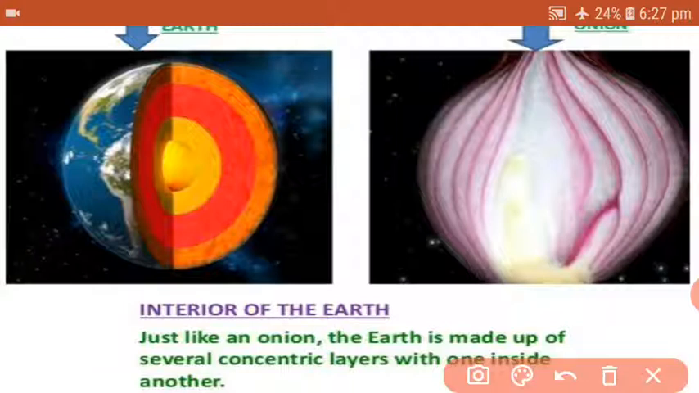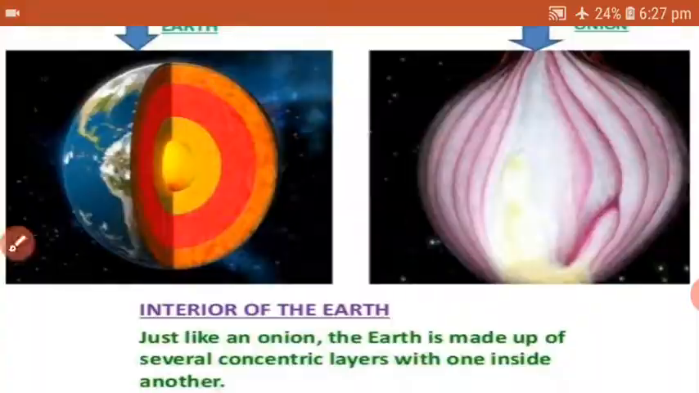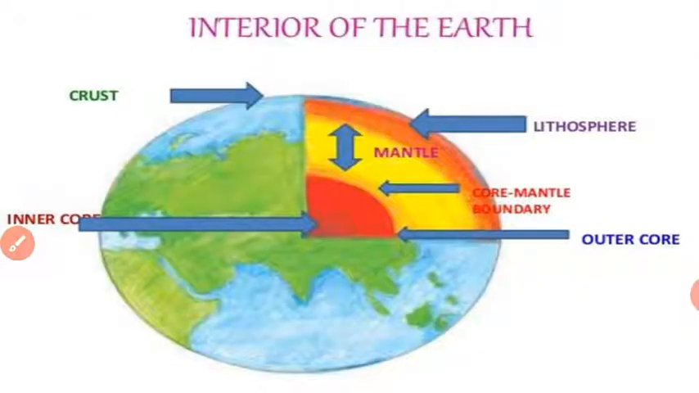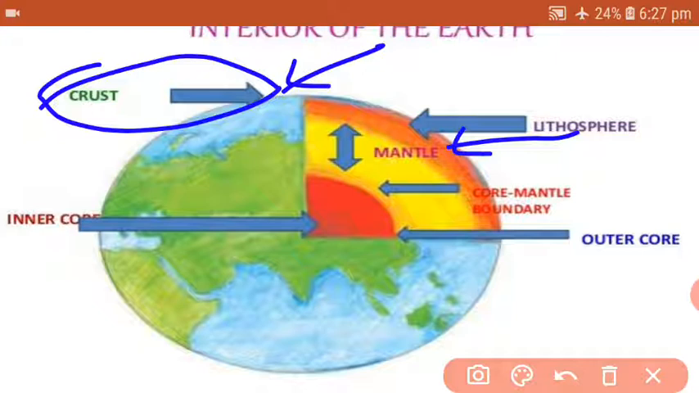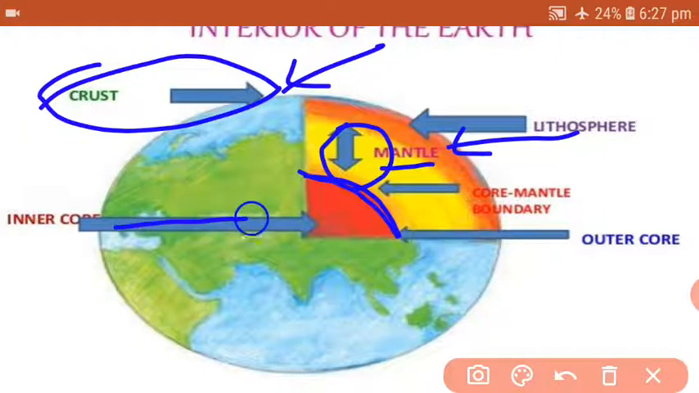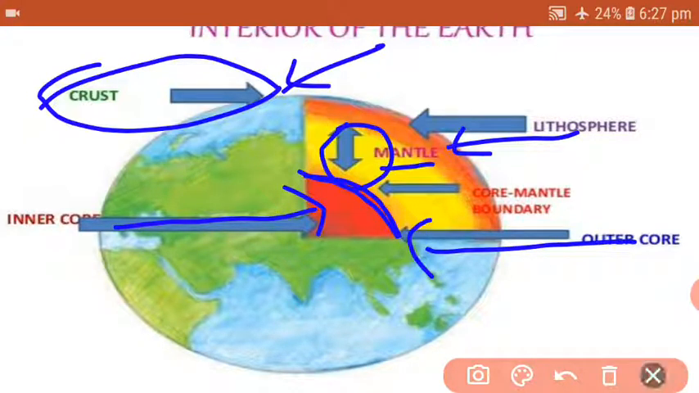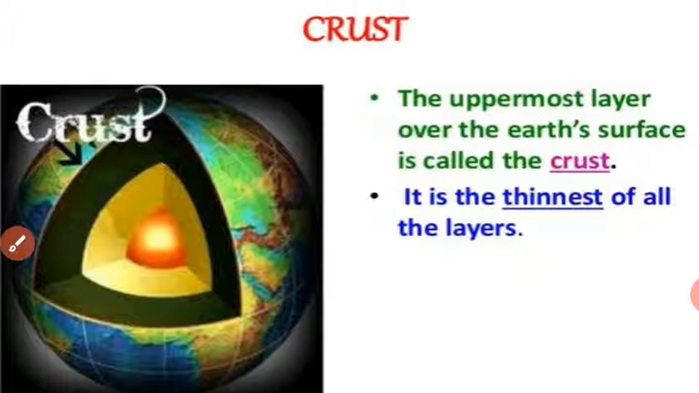Here in this picture you will find the different layers as they are seen. There are a number of layers of the earth, and the onion also has layers like that. First you can find the crust. The crust is the outermost layer, which is the thinnest, which covers the earth like a skin. This is the lithosphere, the sphere of land. Then we find this region that is known as the mantle. Then we have the core mantle boundary, and inside you will find the inner core as well as the outer core. First you will find the information about the crust.